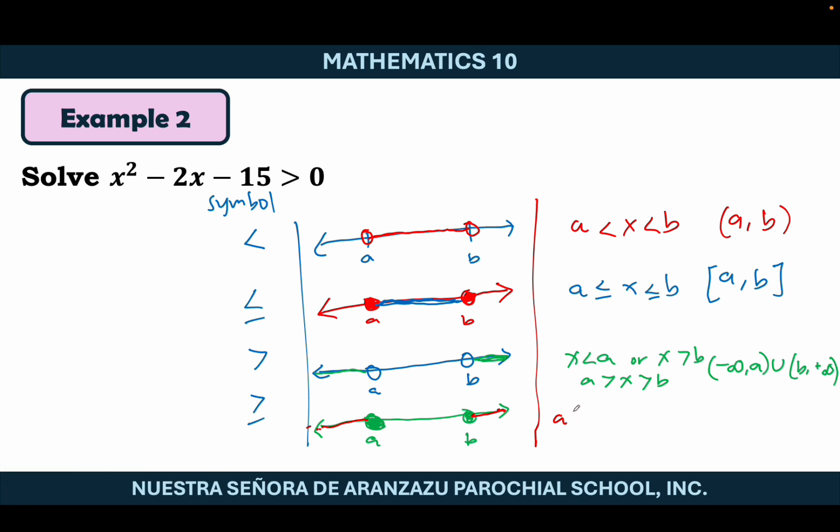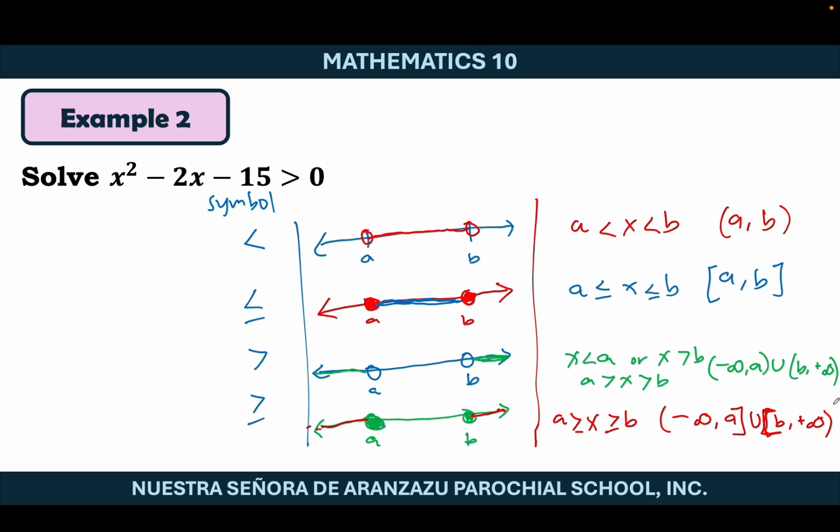Okay, A greater than or equal to X greater than or equal to B. Yan. Then, yung interval notation niya is negative infinity, comma, your A. Then, ito yung close bracket yung gagamitin natin. Itong bracket na to. Okay. Union of itong bracket ulit na to. Okay. B, comma, positive infinity.